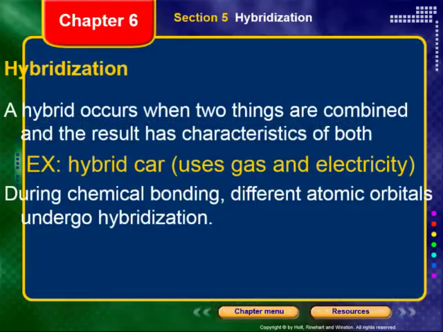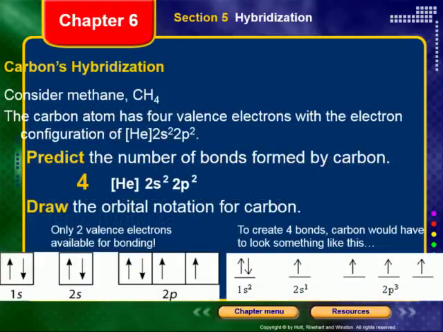We're going to start with hybridization. A hybrid occurs when two things are combined and the result has characteristics of both. For example, a hybrid car like a Prius. There's a number of hybrid cars on the road right now. It uses both gas and electricity for the source of its fuel. Now, during chemical bonding, different atomic orbitals undergo hybridization, and that is what we will be referring to in this portion of the lecture.